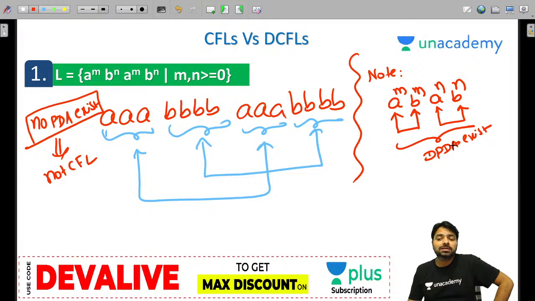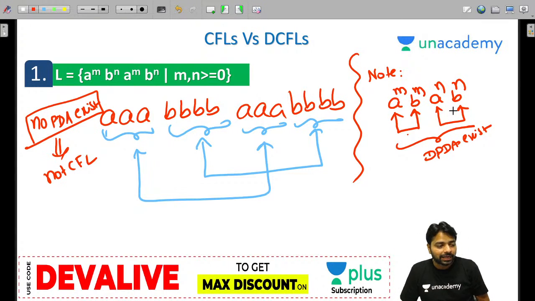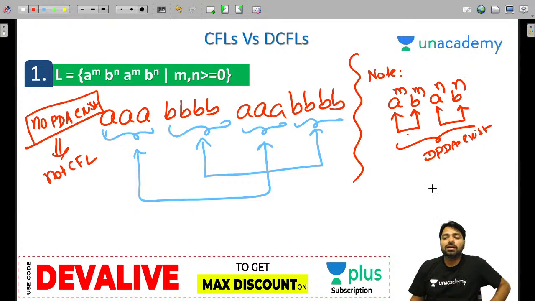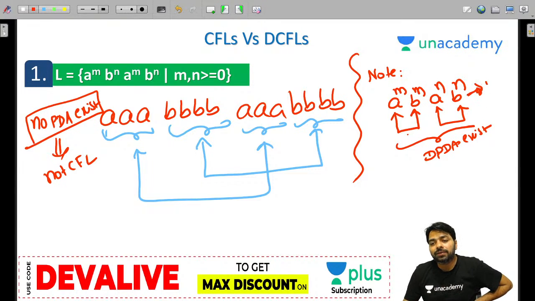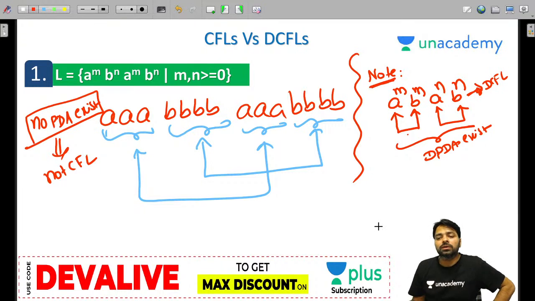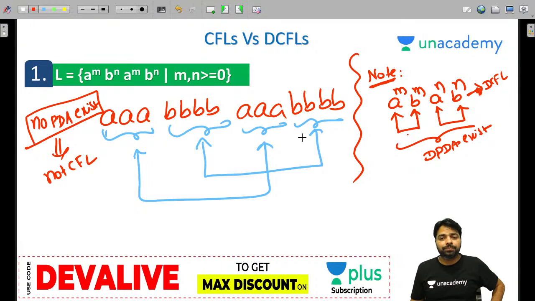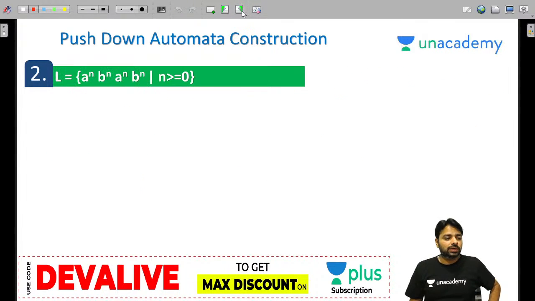Why does DPDA exist? Because both logics are same. First take care of equal A's and B's. Again A's come. One more time take care of equal A's and B's. DPDA exists, everybody, and this language is even DCFL. But some languages are there where the language is not DCFL. I will talk about that. You have such situations, but keep a note in which situation you will have a DPDA or PDA. Okay, I'll come to that point slowly.